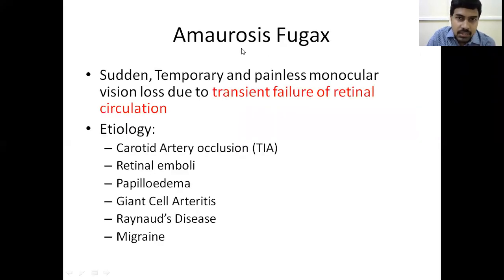And in that amaurosis, this is a 2 marks question, very important. They'll be asking you, what is amaurosis fugax? Amaurosis fugax is a sudden, temporary and painless monocular vision loss. It is a painless loss of vision, sudden and temporary in one eye, due to transient failure of retinal circulation. The retinal circulation is by the ophthalmic artery, the central retinal artery, and all these branches. It lasts only for a brief period, within a few seconds or a few minutes.